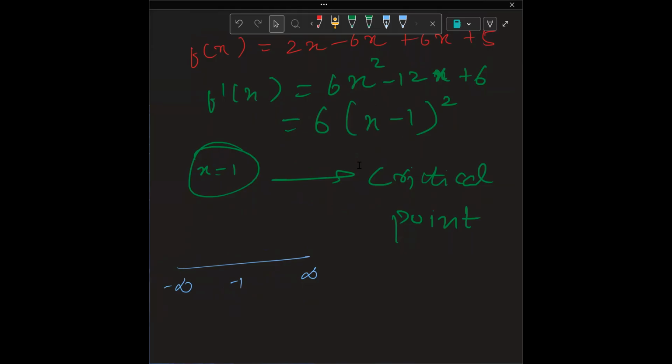And on the right of 1 also, it will be positive. It is going to be positive. Is it +1 or -1, sir? This is +1, I guess.